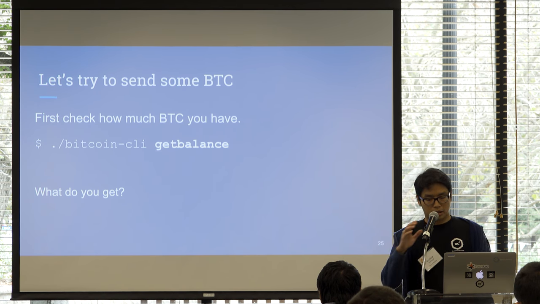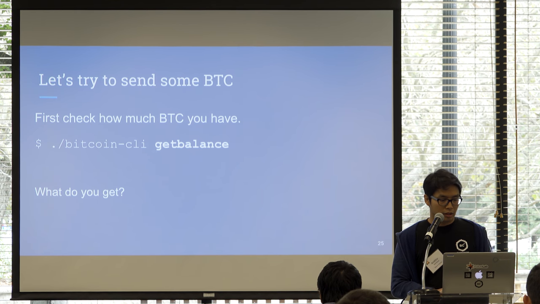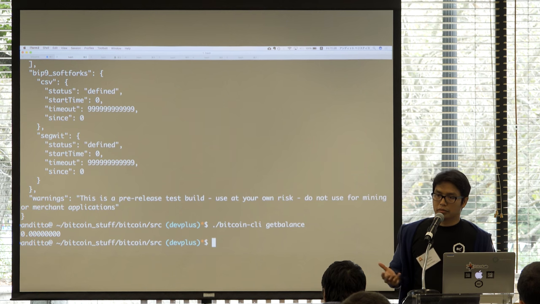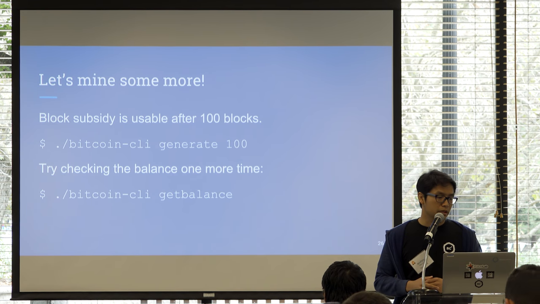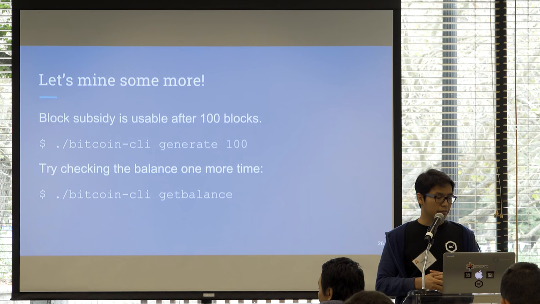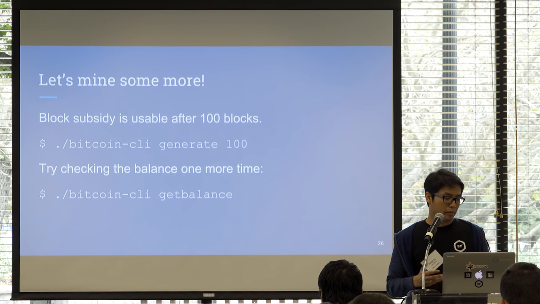All right, so if we try to send our zombie BTC, even though it's just sending it to yourself, you do a get balance. You get zero, even though we already mined. Why? Because I think if anybody remembers, you can only use the block subsidy after 100 blocks. This is to prevent problems if reorgs happen in the meantime, and you could double spend something. So you can only get money after 100 blocks if you're the miner.